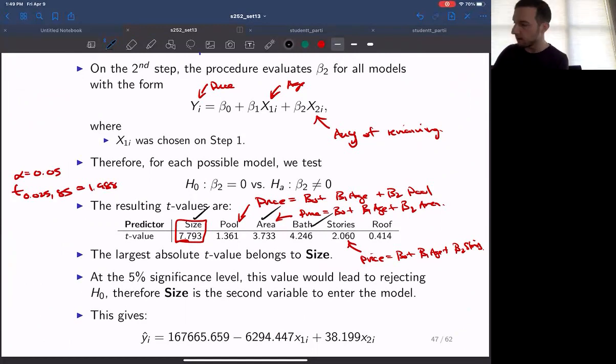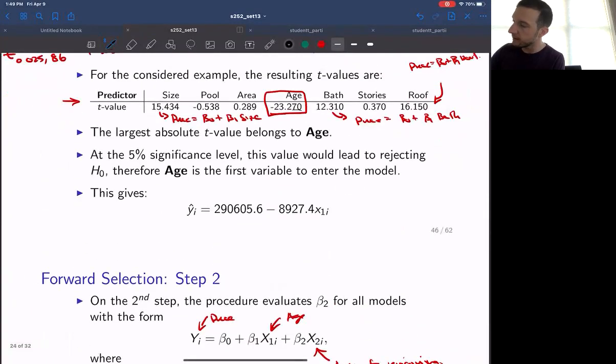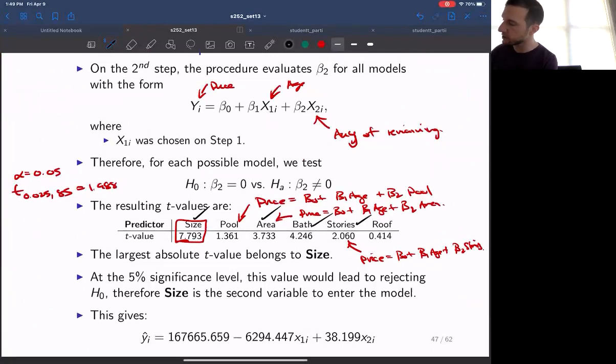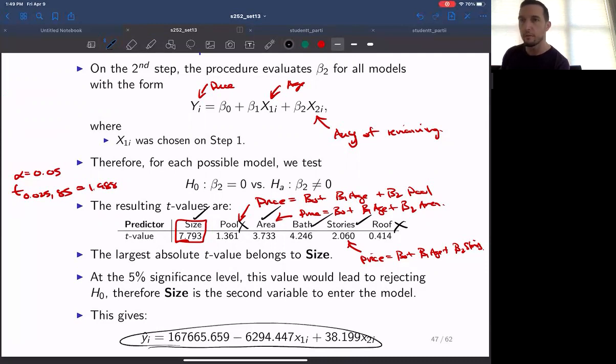So look, area is now significant, whereas on the first step, it wasn't. So putting age in the model completely changes the dynamic of the system, right? Stories rejects and not roof. Okay, and then we say size is most significant for the same reason we did before, and that brings us to this model. Does that make sense?